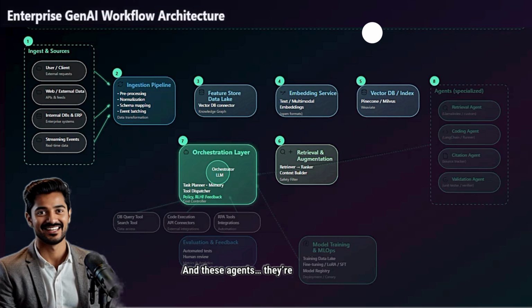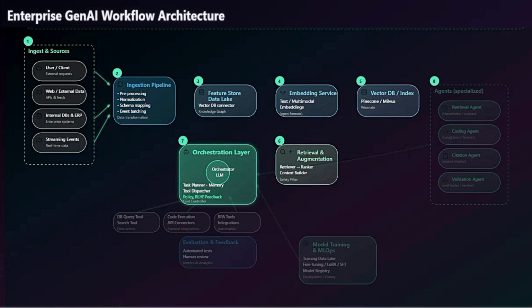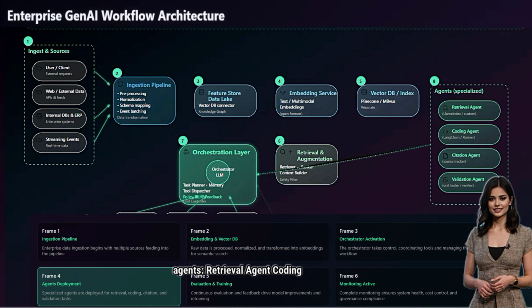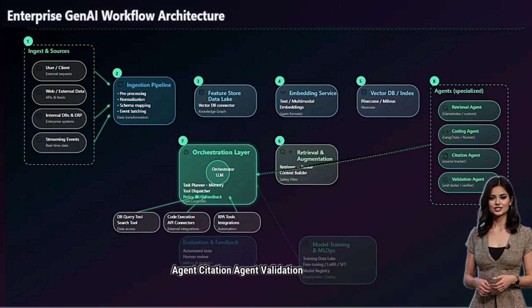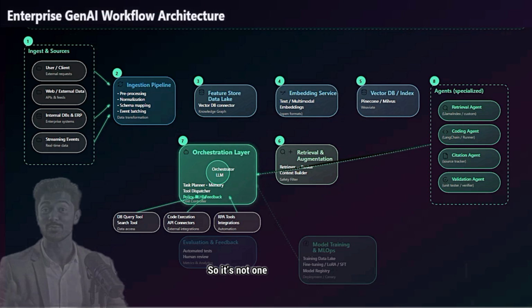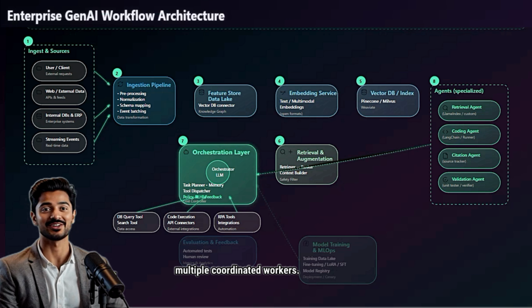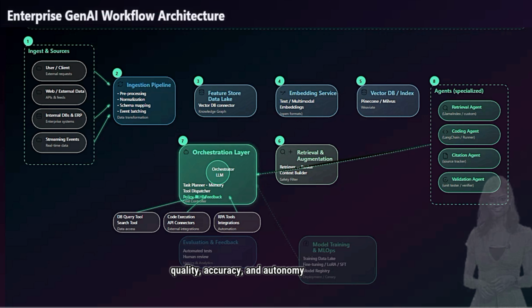And these agents, they're doing the real specialized work? The orchestrator deploys task-specific agents: retrieval agent, coding agent, citation agent, validation agent. So it's not one monolithic AI, it's multiple coordinated workers. Correct. A multi-agent system ensures quality, accuracy, and autonomy.